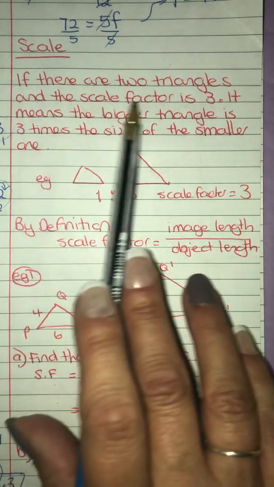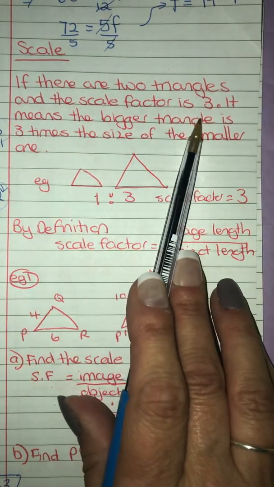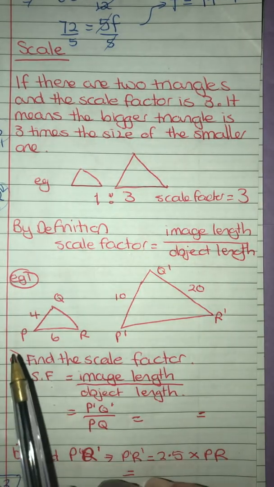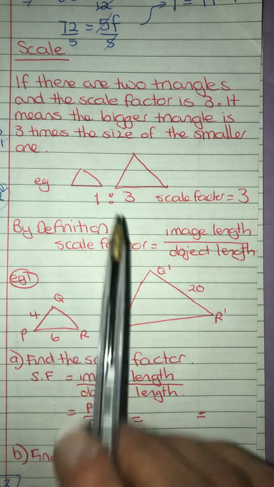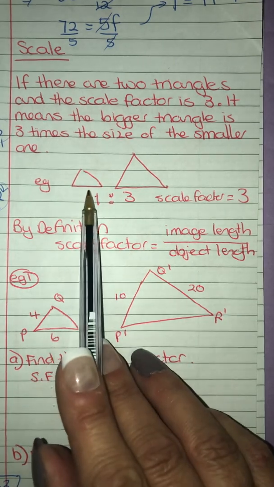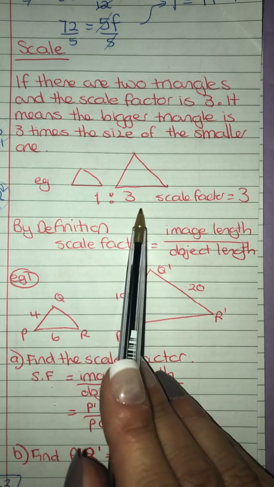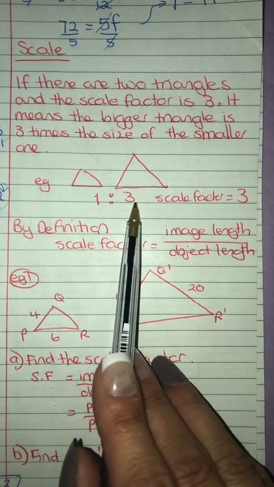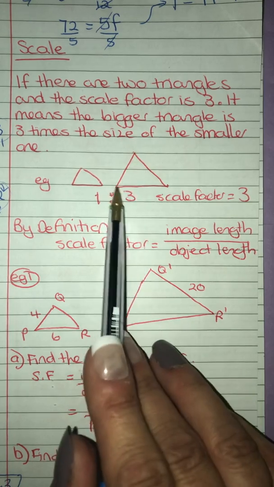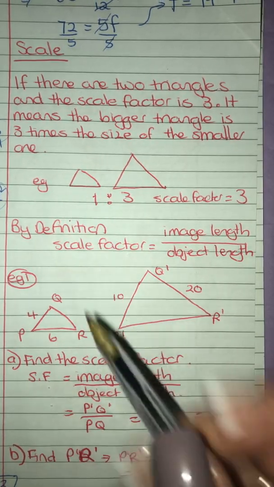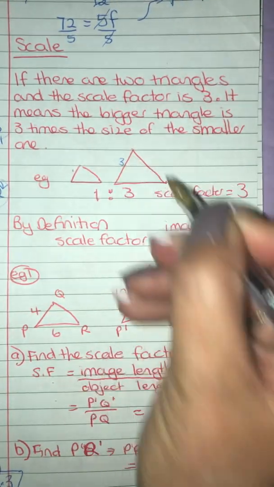So it says if there are two triangles and the scale factor is 3, it means the larger triangle is 3 times the size of the smallest one. So for instance, if we have a triangle here, and the ratio or the scale factor is 3, that means 1 to 3. And it means all of these sides are 3 times these. So if this was 1, for instance, this would be 3.